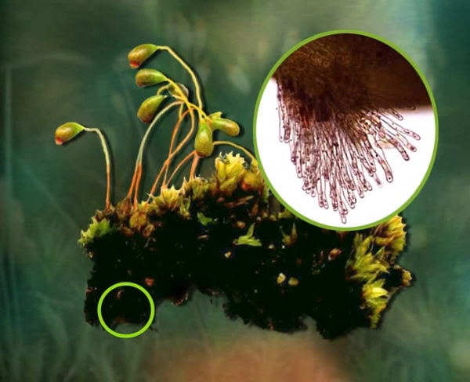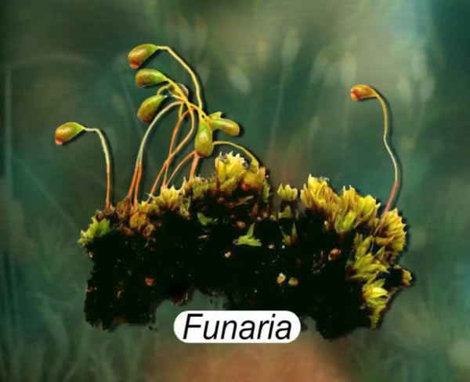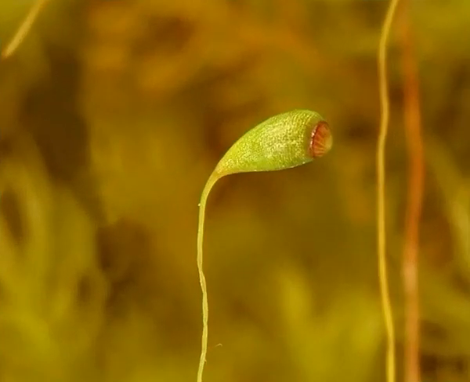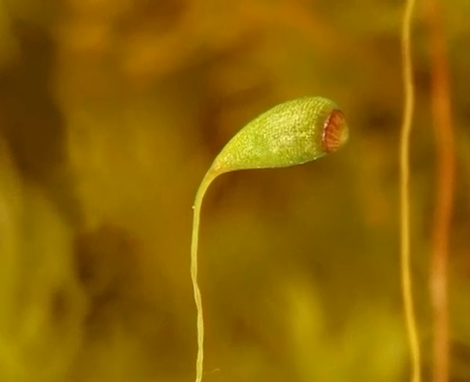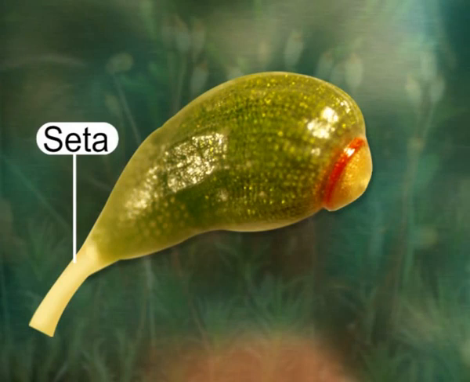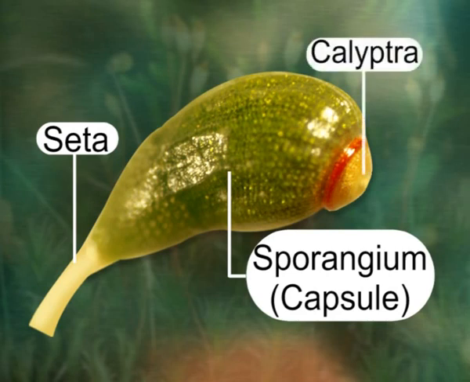These rhizoids are multicellular in moss like Funaria, as you can see here. The sporophyte consists of foot, seta or stalk, which elevates the sporangium or capsule. Typically, a portion called the calyptra protects and covers the developing capsule.